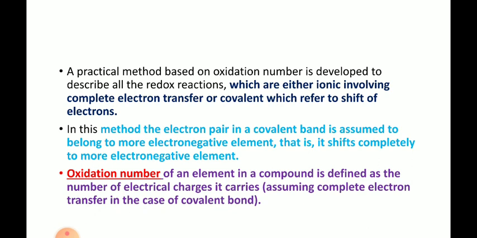A practical method based on oxidation number is developed to describe all the redox reactions which are either ionic, involving complete electron transfer, or covalent, which refer to a shift of electrons. In this method, the electron pair of a covalent bond is assumed to belong to the more electronegative element, that is, it shifts completely to the more electronegative element. We will learn with the help of examples.